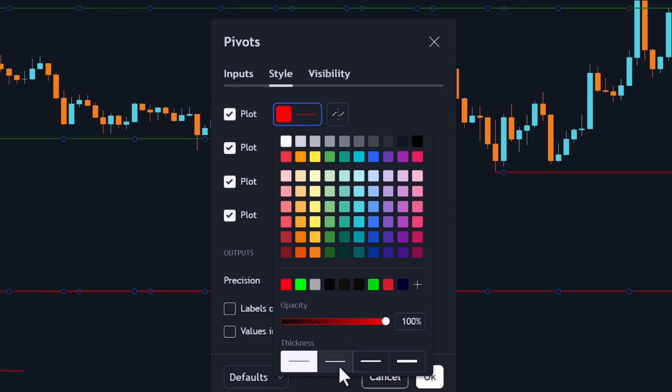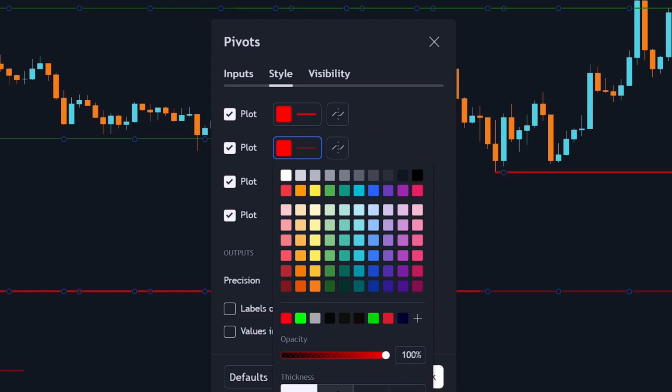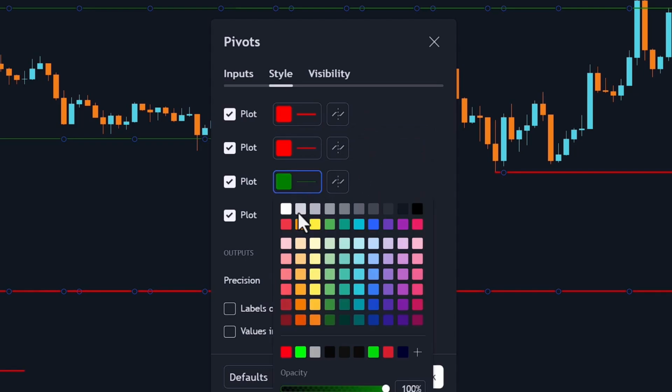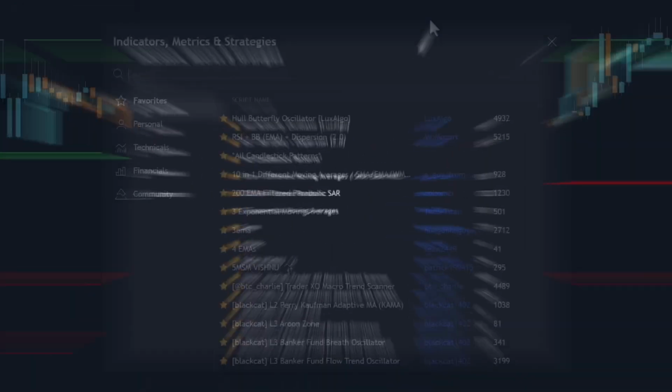Don't worry if it feels overwhelming. Take your time and tweak it until you find what works for you. Now that we've got the Pivot High-Low line in place, it's time for the next indicator.